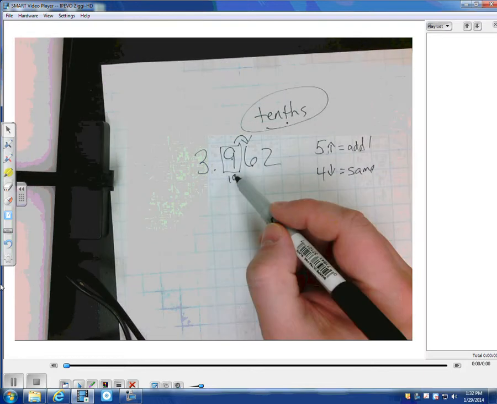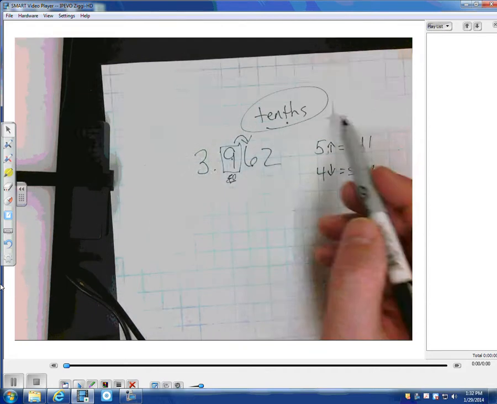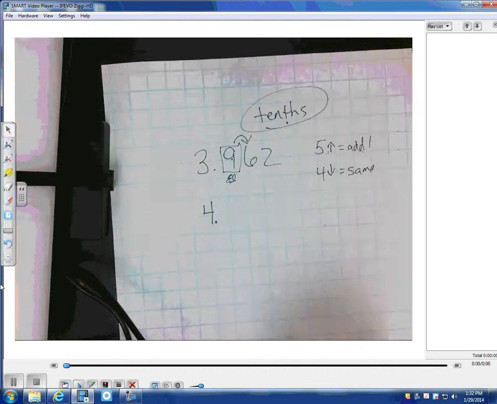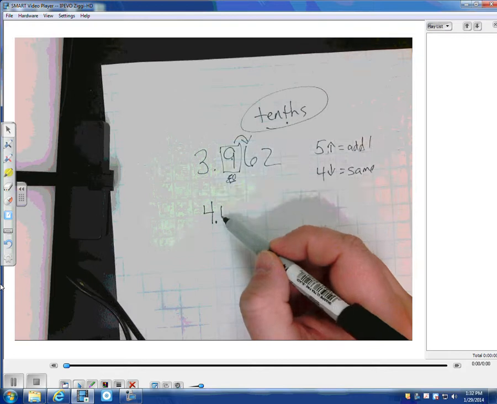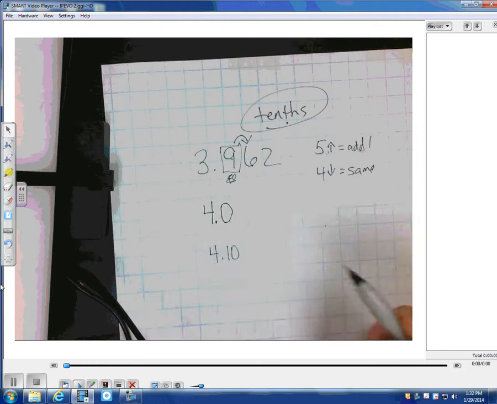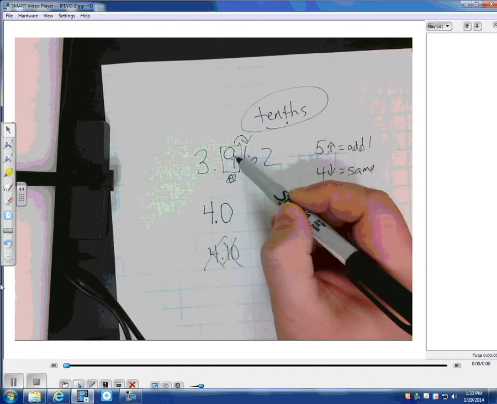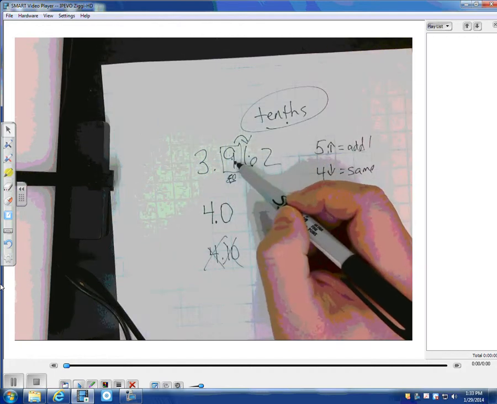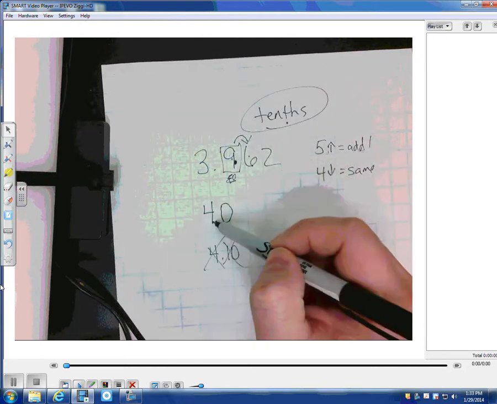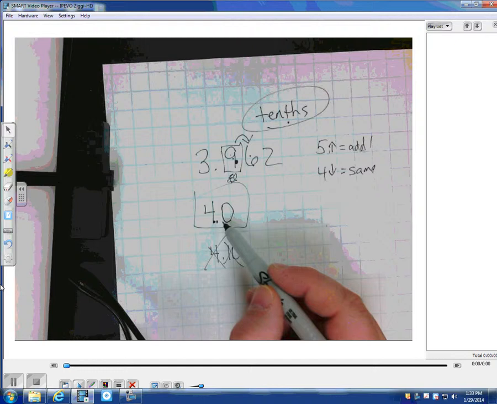So I'm going to have to bump up the whole number. If I round this to the tenths place, the 3 will turn into 4, and that 9 will turn into a 0. Because I round to the tenths, that 6 tells me to add 1 here. Since this is already a 9, I can't put a 10 there. It's got to be single digits. So this turns into a 0, and my whole number goes to 4. So the answer is 4.0.